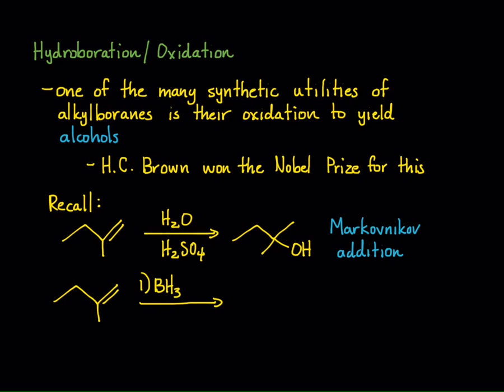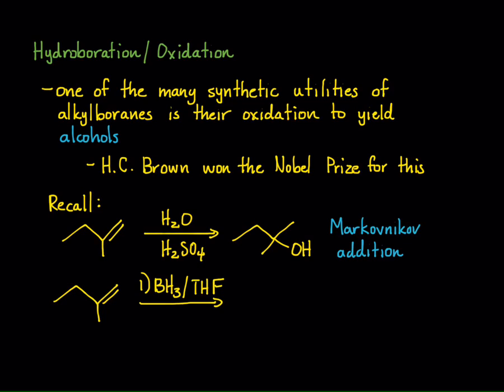However, if I take this same alkene and I react it with BH3, I know the product of this reaction is that the hydrogen adds to the more substituted carbon. So it's almost a reversal of Markovnikov addition. And of course, BH2 adds to the carbon that has the most number of hydrogens, the least substituted carbon.